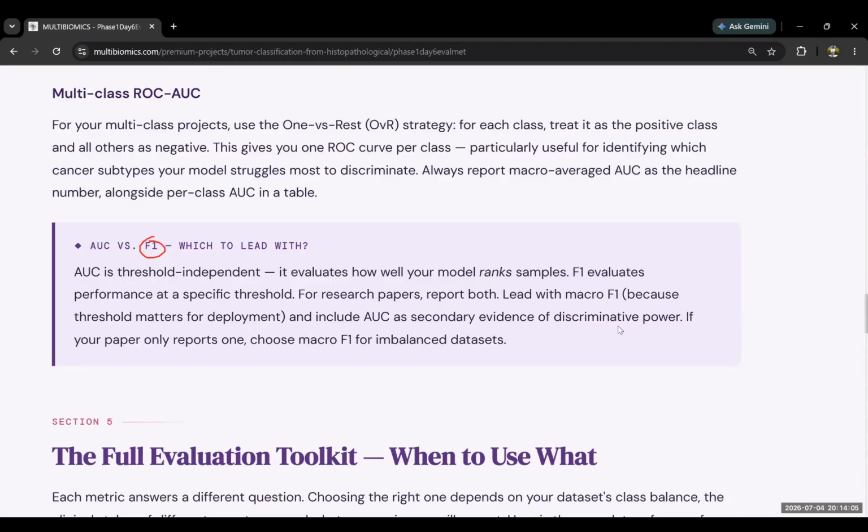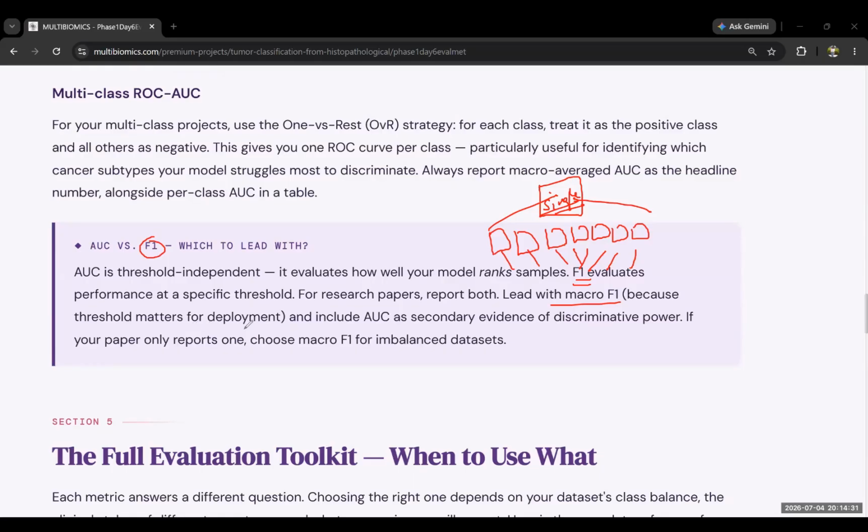Now, what is macro F1? Macro F1 means the overall dataset F1 that you are getting. Usually, what we do, you just understand: F1 is calculated for all the classes separately, different numbers. F1 for all the classes separately. But we want one single number, that is weighted average. So that is macro F1.